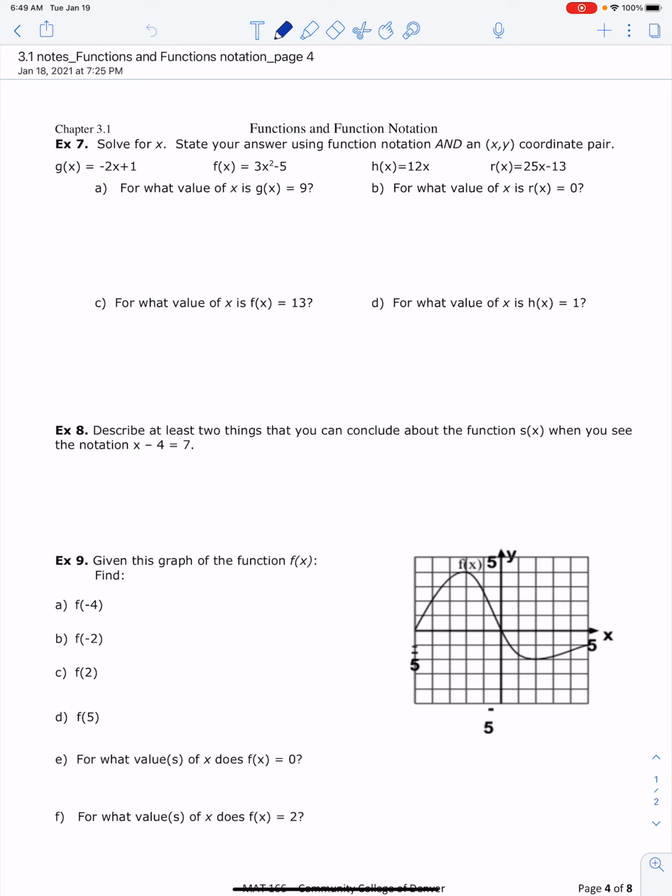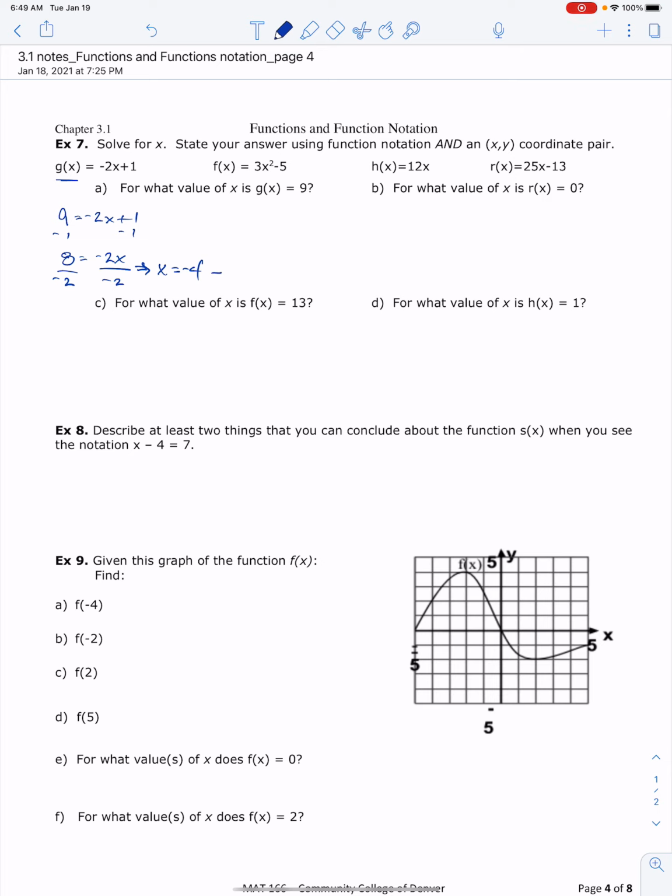So A, for what value of x is g of x equal 9? So this part has to equal our 9. So 9 equals negative 2x plus 1. We are going to solve for x by subtracting 1 first, and then dividing by negative 2, which gives us x equals negative 4.